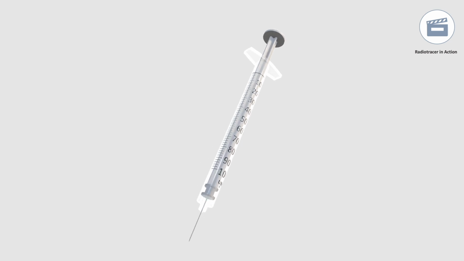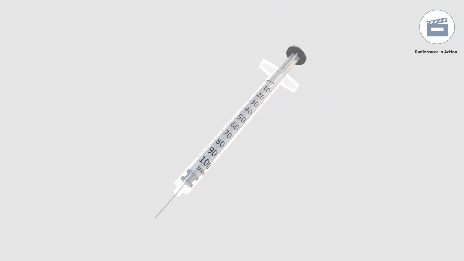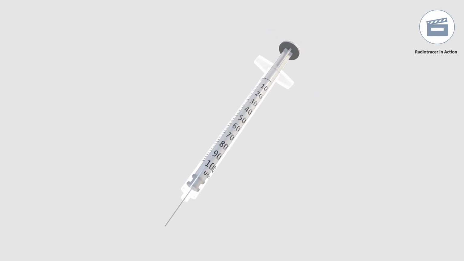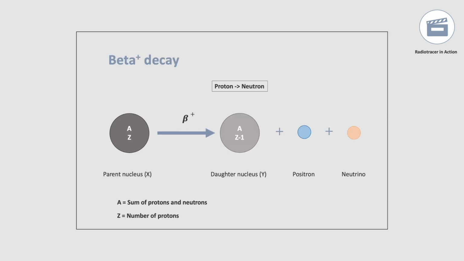Let's find out what happens when the tracer gets injected into our bloodstream and the radioisotopes start decaying. I hope you can all recall what a beta plus decay is. Those who explained it to themselves whilst making their bed, as I instructed in video 2, will know. If not, I'll remind you.